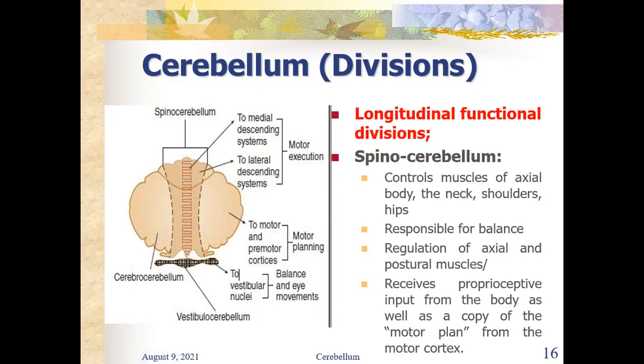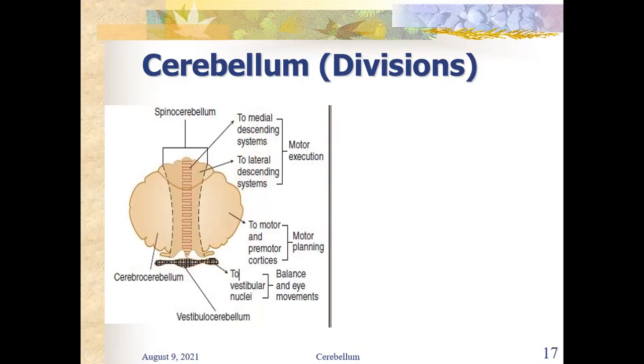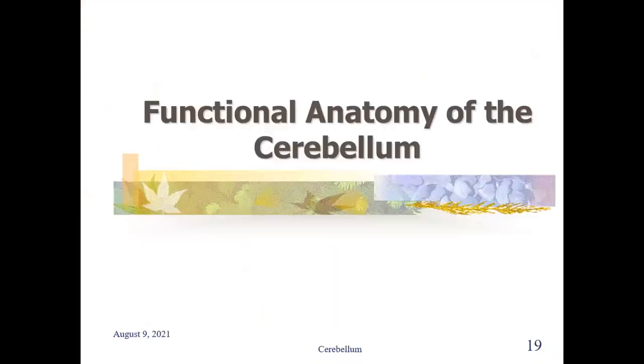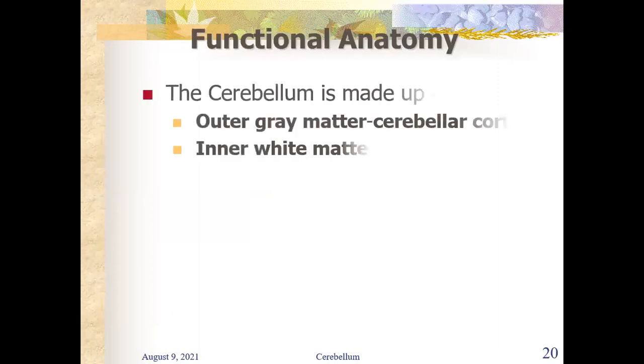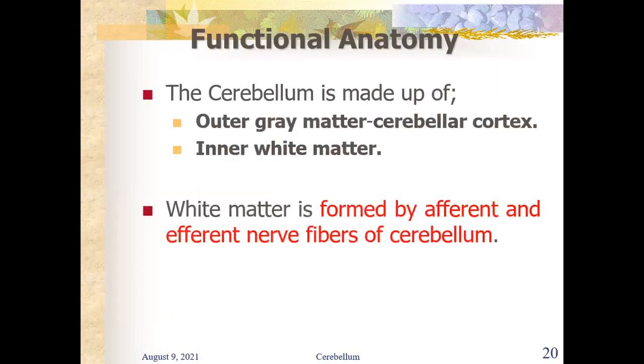These are a summary of the functions of the different parts of the cerebellum that we just mentioned. The summary is on the diagram on the left side of your screen, and I also added more explanation to those functions of the different parts of the cerebellum. So that takes us to the functional anatomy.